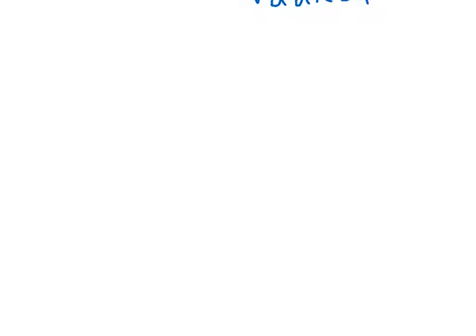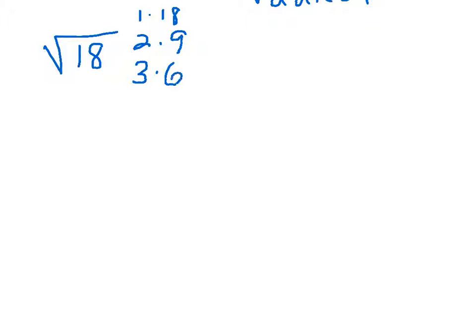Let's say that we have the square root of 18. So if we start step 1, we want to write down all the factors of 18. 1 times 18, 2 times 9, 3 times 6. Having a multiplication chart available, if you're not super great on your multiplication facts, definitely helps.